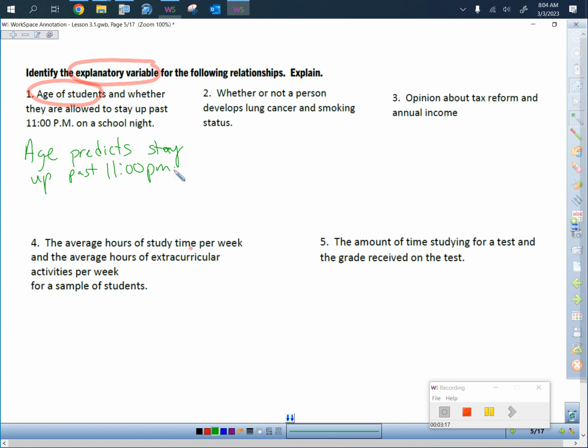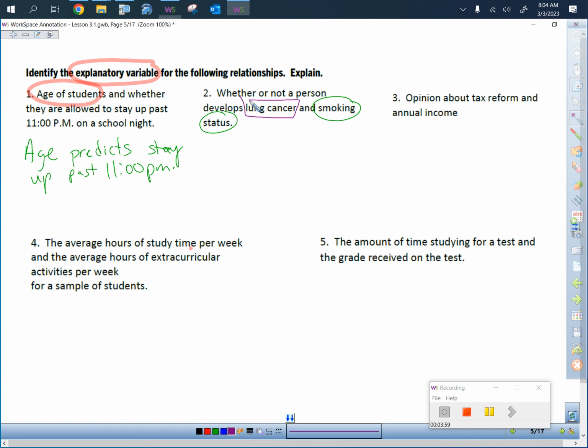How about whether a person develops lung cancer and smoking status? Smoking status means, do you smoke, yes or no, and whether they have lung cancer. Which one do you think would help predict the other? I would say smoking status helps predict. So here's our explanation. We are going to circle the explanatory variable, and we are going to box the other one. The other one is lung cancer, so I'm going to put a box around that.